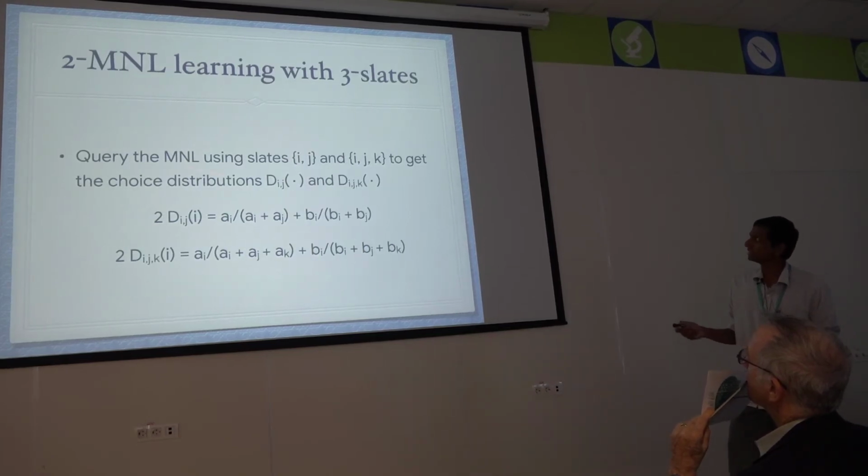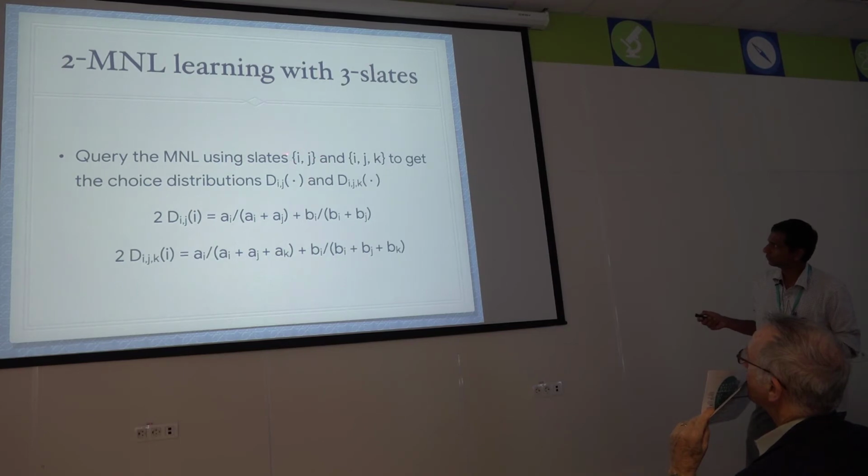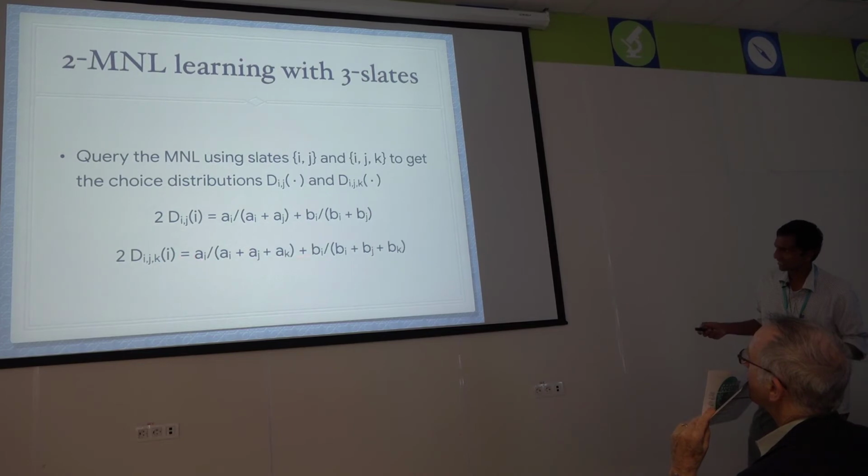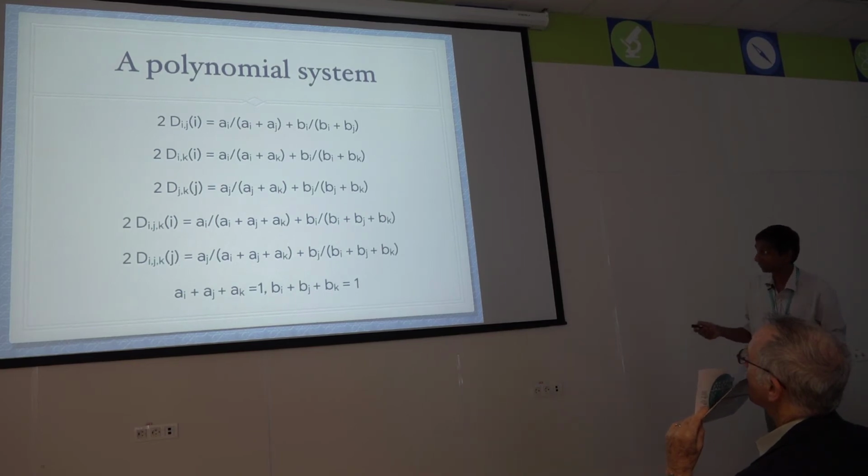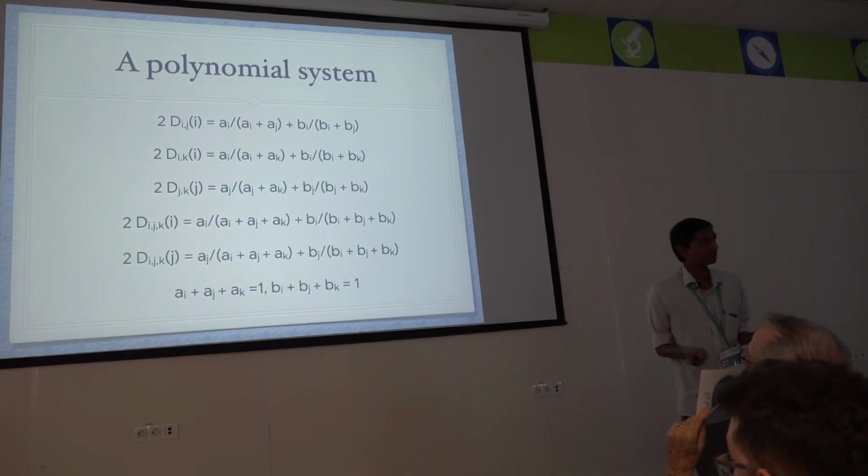What about 3 slates? Okay, I query the MNL using slates ij, ijk. I get the distribution. So basically this is the distribution for ij, this is the distribution for ijk. So probability of winning i is like ai divided by ai plus aj plus ak, plus bi divided by bi plus bj plus bk. So I get a polynomial system here. So can I solve this?